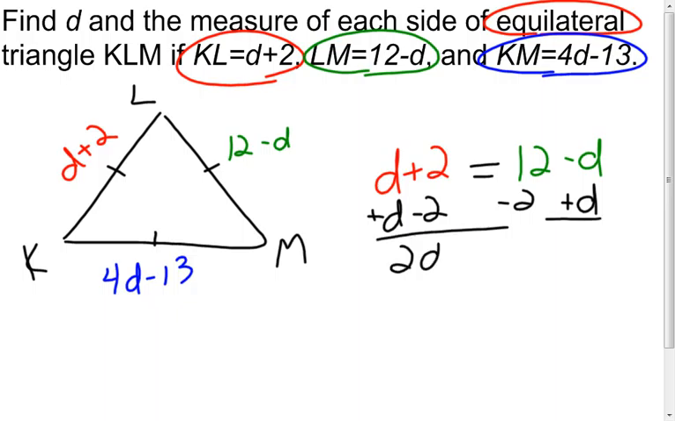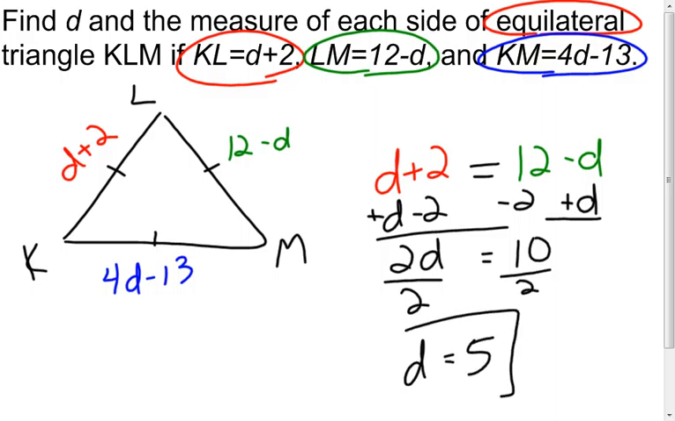Now I have 2D equal to 10. Solve for D by dividing by 2, and I just found out that D is 5. Now that was part of the answer to our problem, but the other part, it wants us to find the length or the measure of each side. So I could just come over to any one of these and plug that 5 in.